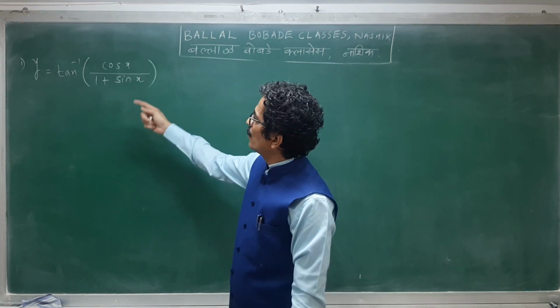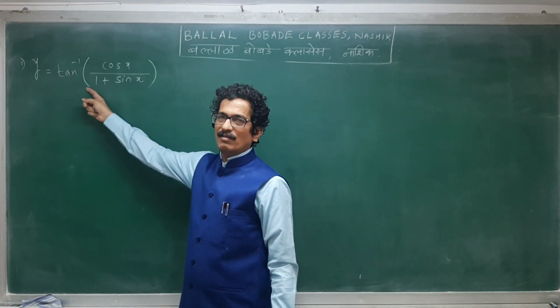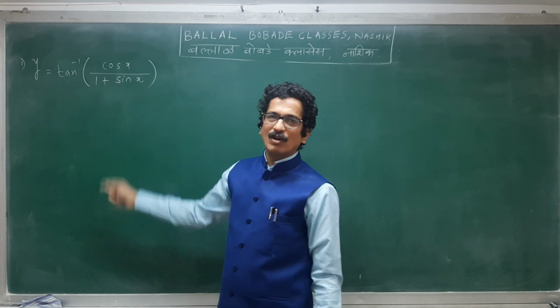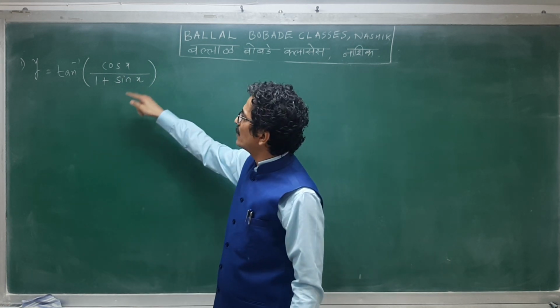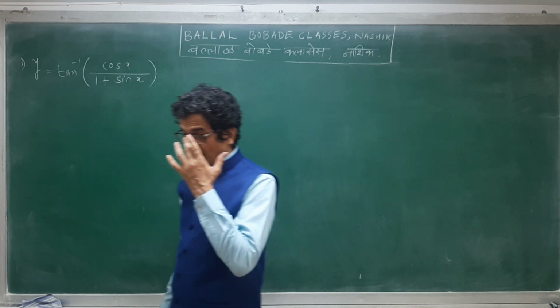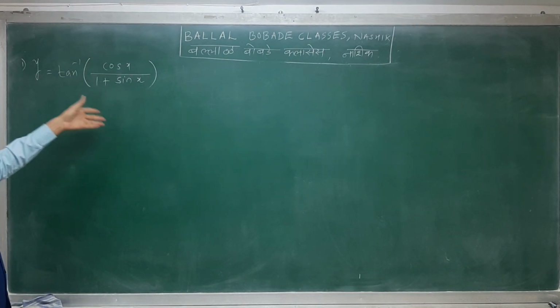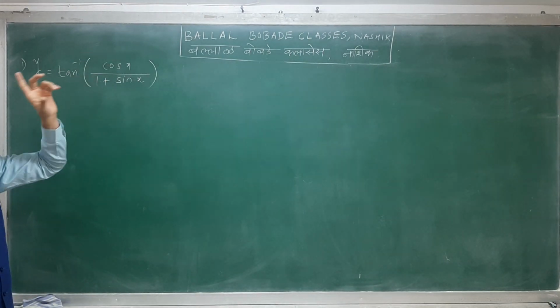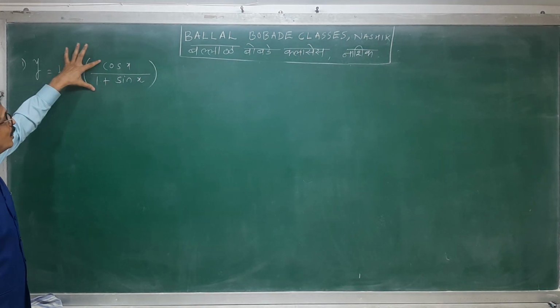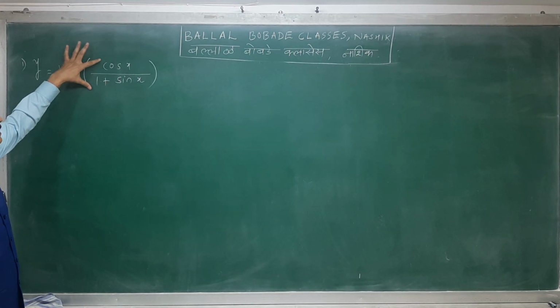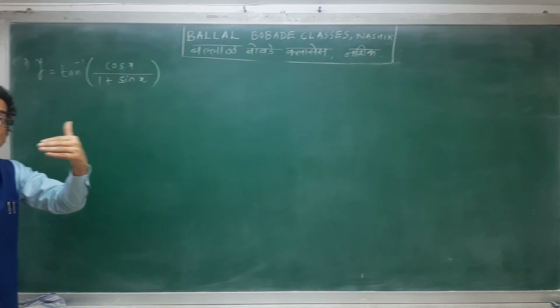Yes, students, now we have a very important problem on the board. y equal to tan inverse of cos x upon 1 plus sin x. You see, tan inverse of x has a formula, but this one is something awkward. But you should rightly remember the trigonometry formula for cos x and 1 plus sin x in terms of half angle formula.